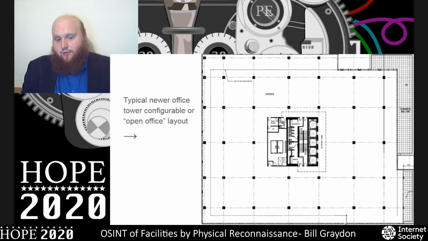What that generally translates to in newer high-rise construction is a central core that contains all of these elements, so your elevators, stairwells, washrooms, mechanical rooms. And for office buildings, most newer construction is built as an open layout around that, which the tenants can then partition as they see fit.